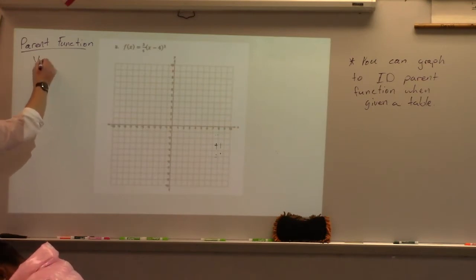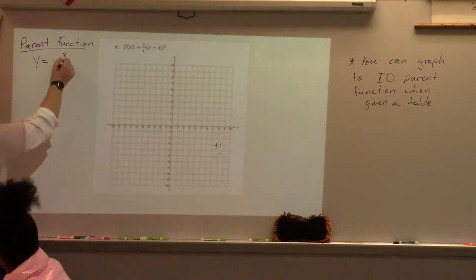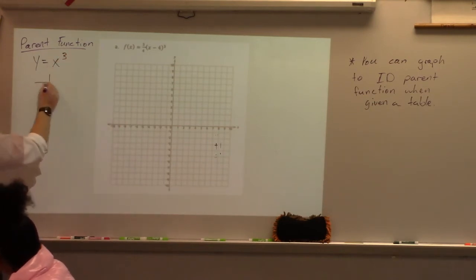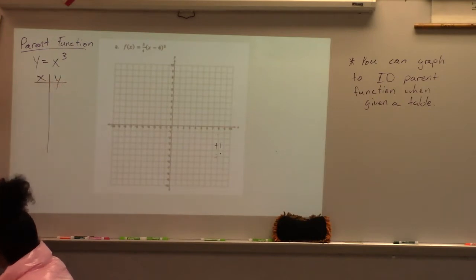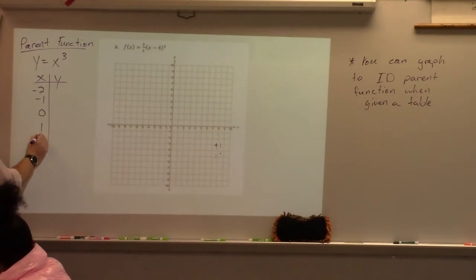So what is the parent function? X to the third. X to the third, thank you. What's the name of that function? The cubic. Okay. And you already know you use -2, -1, 0, 1, and 2. I will point this out. For most of the parent functions, what are the x values that we want to use? -2, -1, 0, 1, 2.